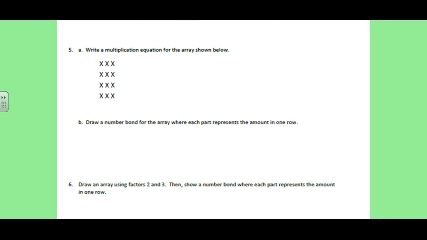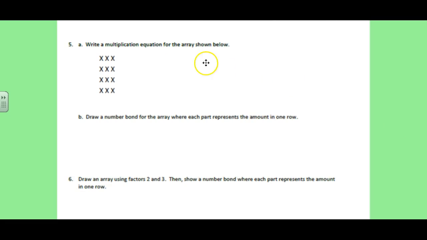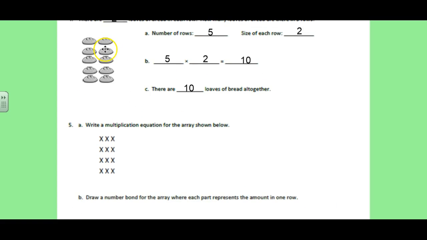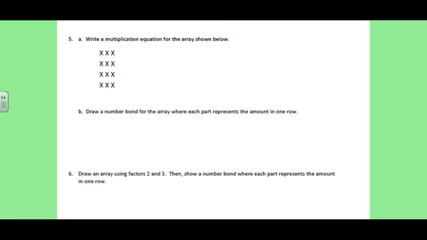Okay, so number 5 says write a multiplication equation for the array shown below. And that's just what we did on number 4. Here's the array, here's the multiplication equation. So this one's pretty simple. It's not asking you to write a sentence of any kind right now. So I want you to go ahead and write your multiplication equation for this array, and whenever you're ready to check that, you may push play.